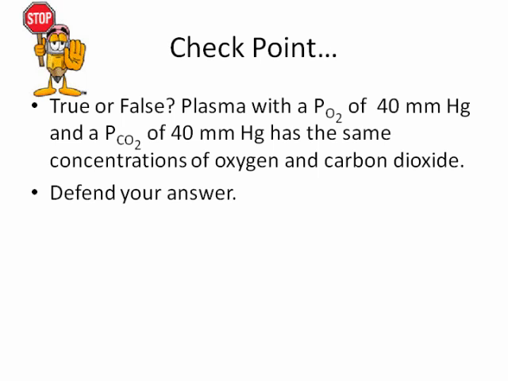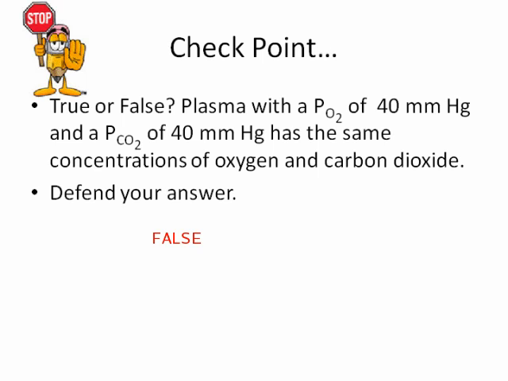All right, so that should give you enough time to think about the answer to this. True or false? Plasma with a partial pressure of oxygen of 40 millimeters of mercury and a partial pressure of carbon dioxide of 40 millimeters of mercury has the same concentration of oxygen and carbon dioxide. True or false? You should have answered, and or are screaming at your computer screen right now, false. They do not have the same concentrations of oxygen and carbon dioxide.